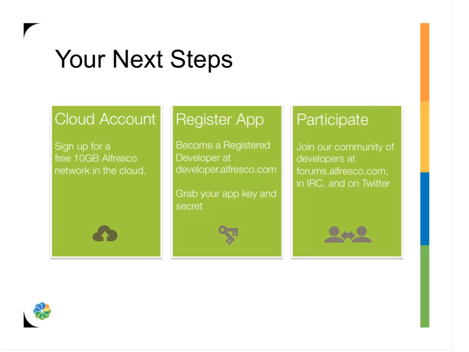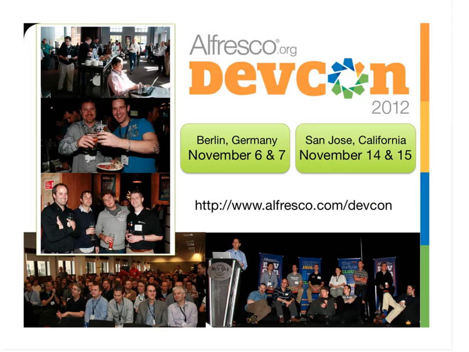And really, what we want to encourage you to do is these three steps. The first thing is go sign up for a cloud account if you don't have one already. Then become a registered developer at developer.alfresco.com. And then just start participating in the community. Ask questions or answer questions in the forums. Join us in chat on IRC. Join us on Twitter, etc.